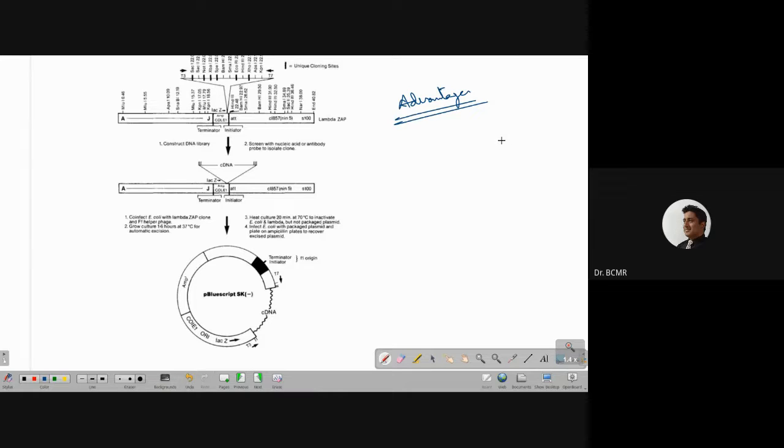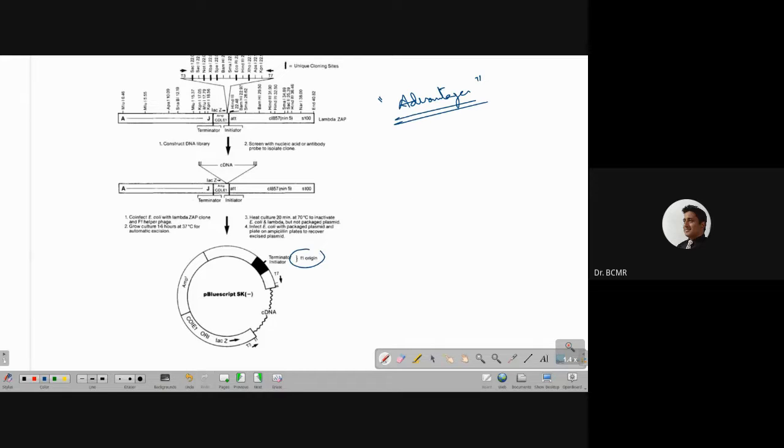You can use it for probe expression. Many things are there. You can use it as a vector, a lambda phage vector. You can use it as a plasmid vector also. So I would want you to look at this and try to understand how it is constructed. And again, many people actually don't know yet how it is done, and I would suggest that you try to know it.